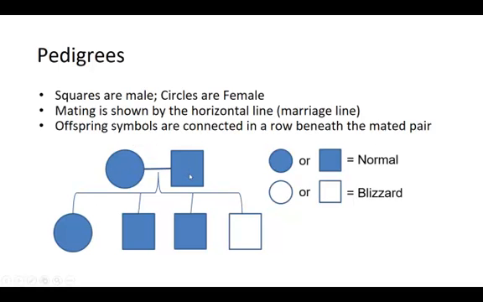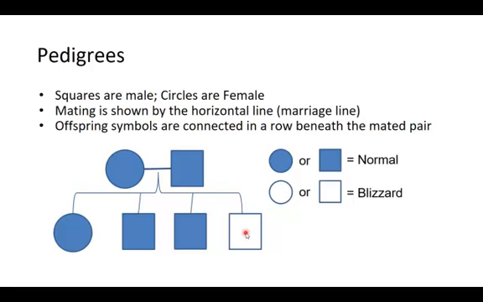Pause me and think about how that can happen. How can we get a blizzard child from 2 parents that are not blizzard? Okay, at this point, you've probably thought about the fact that each parent had to have a non-functional allele to give to this blizzard. So both of these parents had to have been either heterozygous or hybrid to have this blizzard offspring.